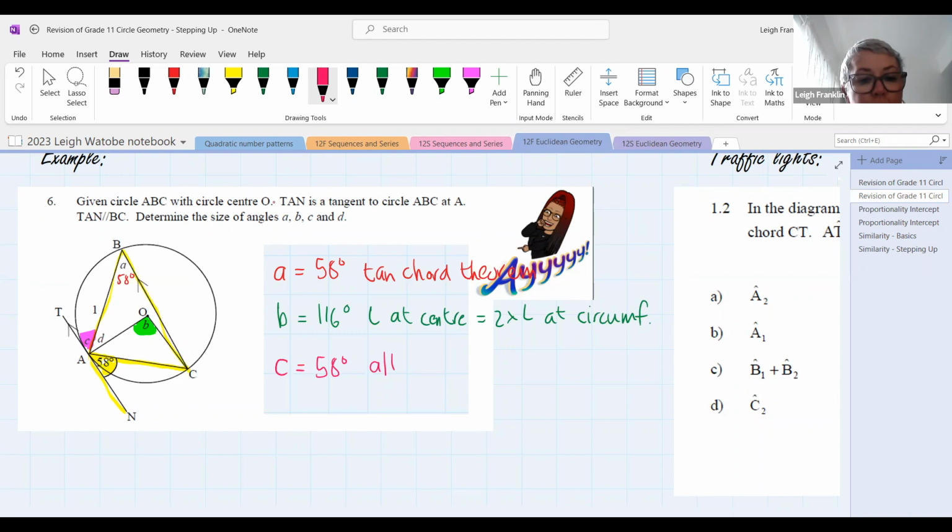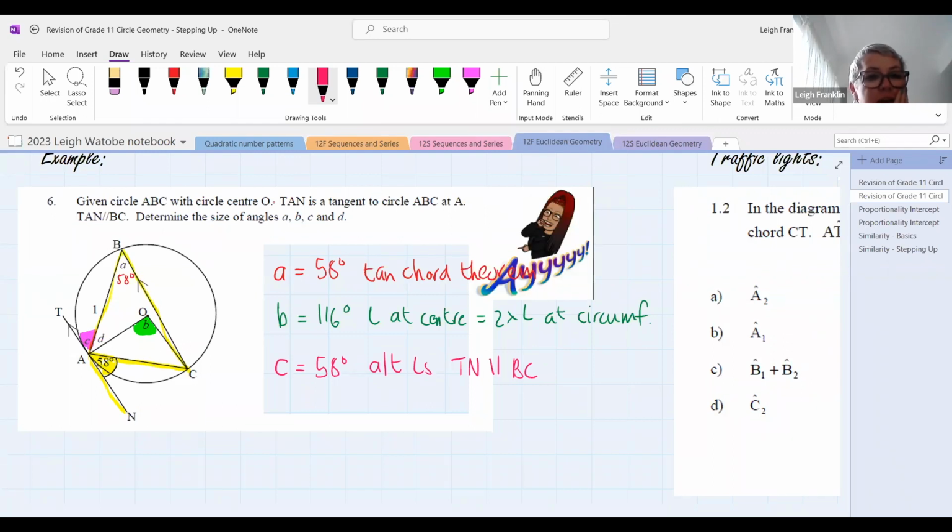Reason: alternate angles, and then we must not forget to name our parallel lines. So TN parallel to BC. Excellent, well done. All right, we're nearly there. Let's do the last one.